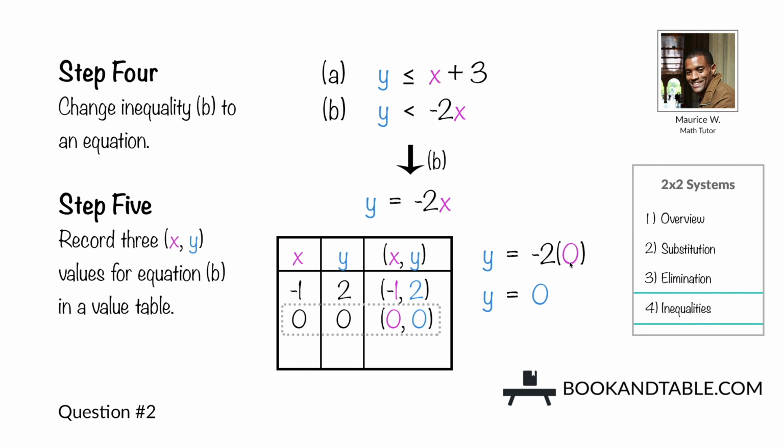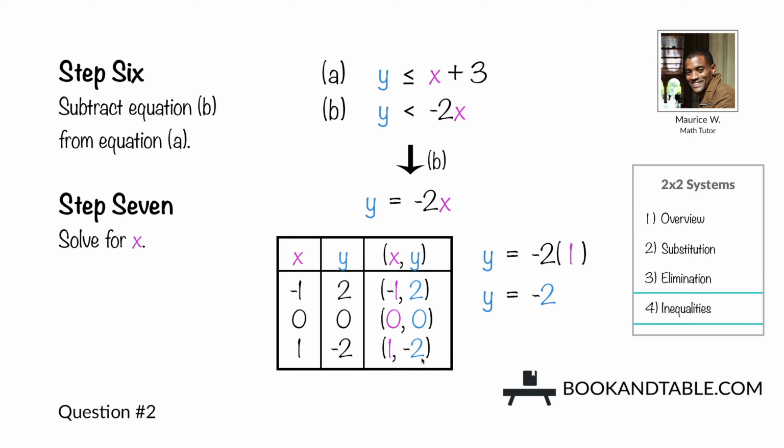We then plug in 0 for x, giving us y is equal to negative 2 times 0, which is 0. So when x is 0, y is 0. And now we plug in positive 1 for x. And when x is 1, we get y is equal to negative 2 times 1, which is negative 2. So 1, negative 2 is the third point in this value table. And now we can find the vertex where these two lines cross.